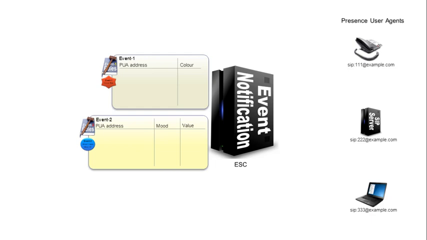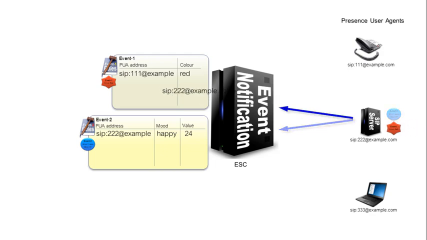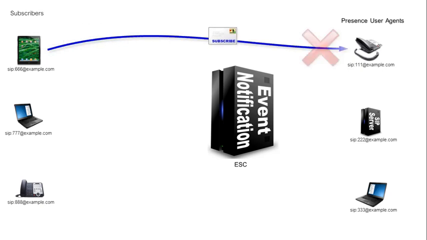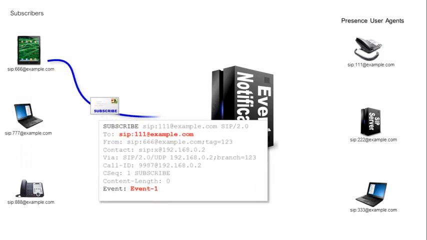The event state compositor keeps a repository for all the different event types that it supports. Then, when an event occurs, the ESC records the presence user agent's address and all of the current published event state. Now, this happens for every event. The ESC records the PUA's address in its event type repository along with the published event state. On the other side, the subscribers, rather than subscribing directly to a PUA, subscribe instead to the ESC.